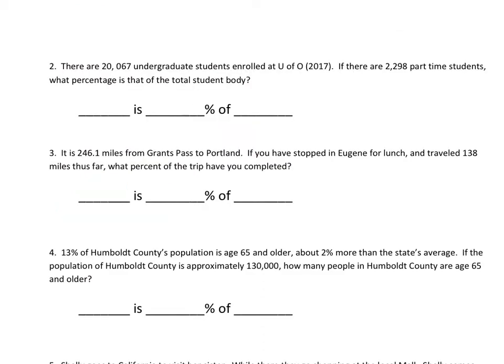Next we have a situation. There are 20,067 undergraduate students enrolled at U of O in 2017. If there are 2,298 part-time students, what percentage of the total student body is this? So this is our part, and this is our whole, and we're looking for the percentage. We want to know: 2,298 is what percent of 20,067?